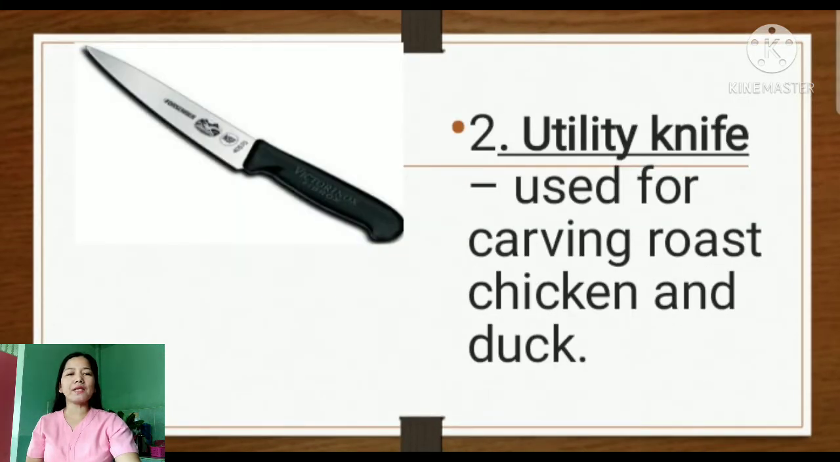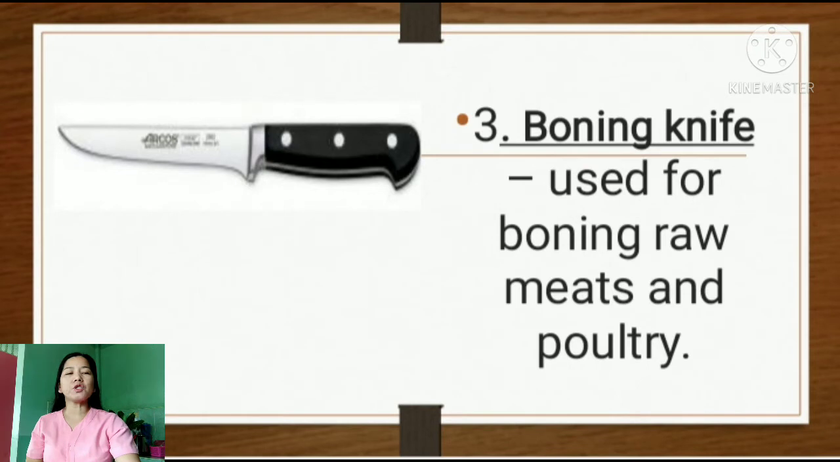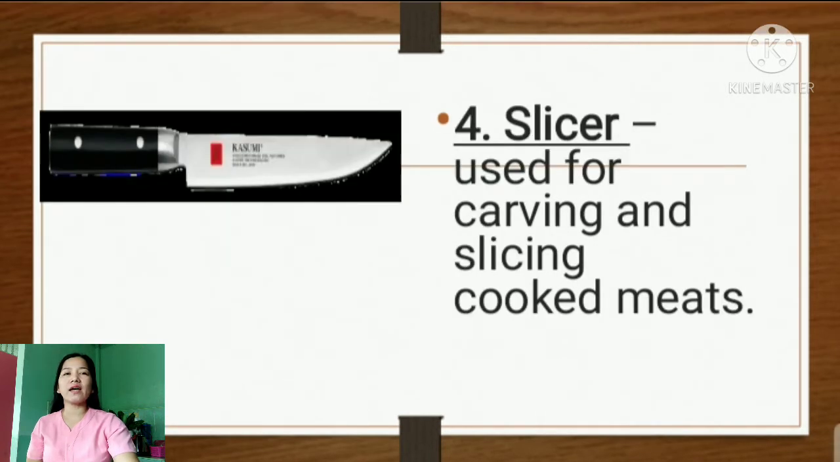The second type of knife is yung tinatawag nating utility knife, which is used for carving roast chicken and duck. The third one is what we call the boning knife. The boning knife is used for boning raw meats and poultry. Okay, number four, you have the slicer. The slicer is used for carving and slicing cooked meat cuts.